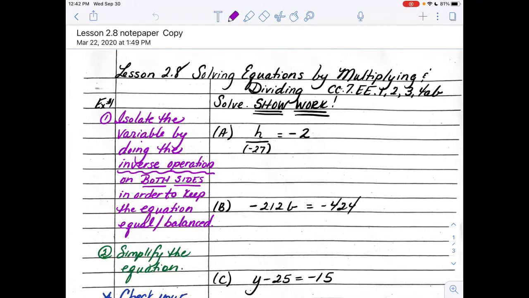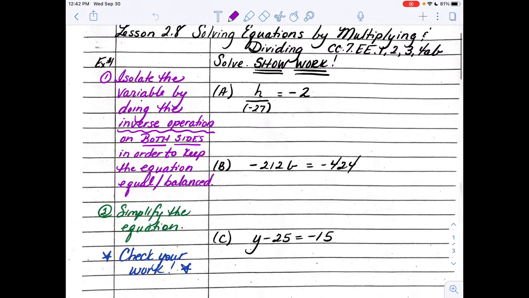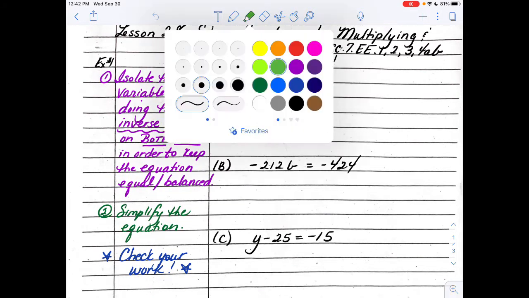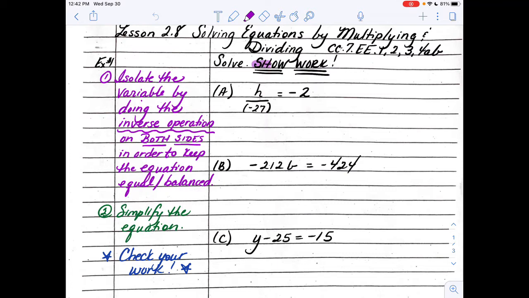Okay, today we're going to continue on with our next lesson of solving equations, but this time we're still going to be isolating the variable, but we are going to be doing the inverse operation using our multiplying and dividing. So again, just like before, I absolutely need to see that work. So showing me every step.